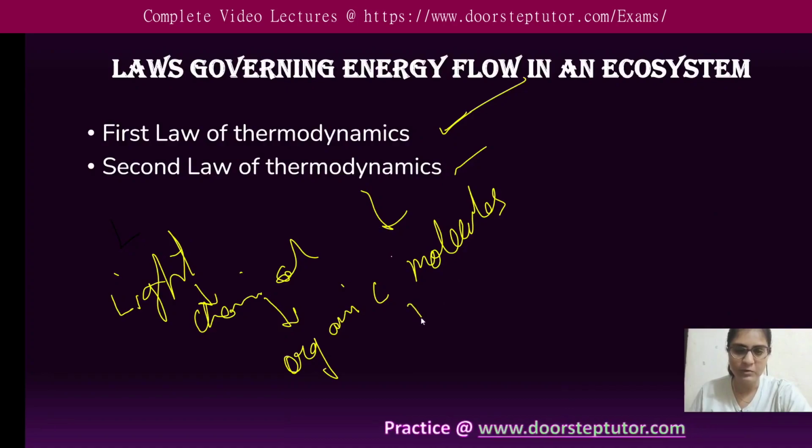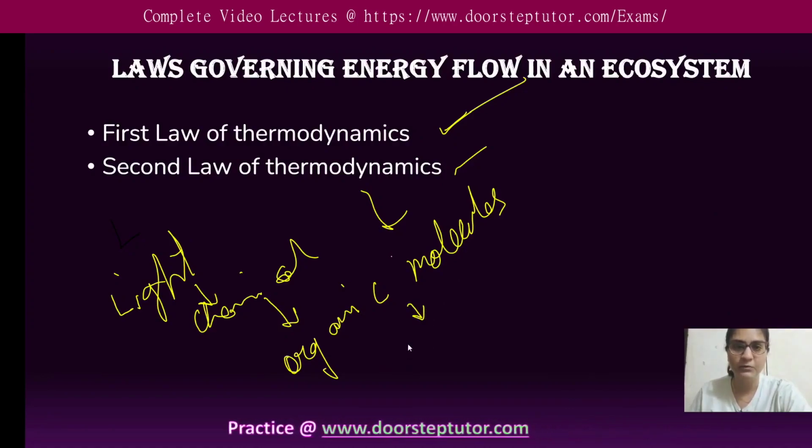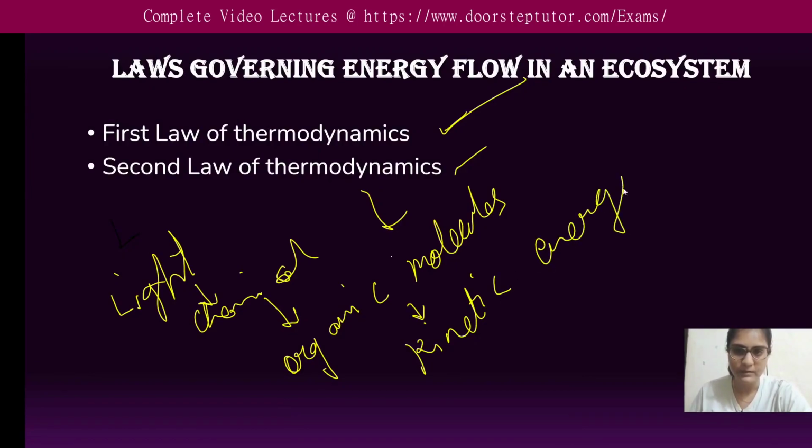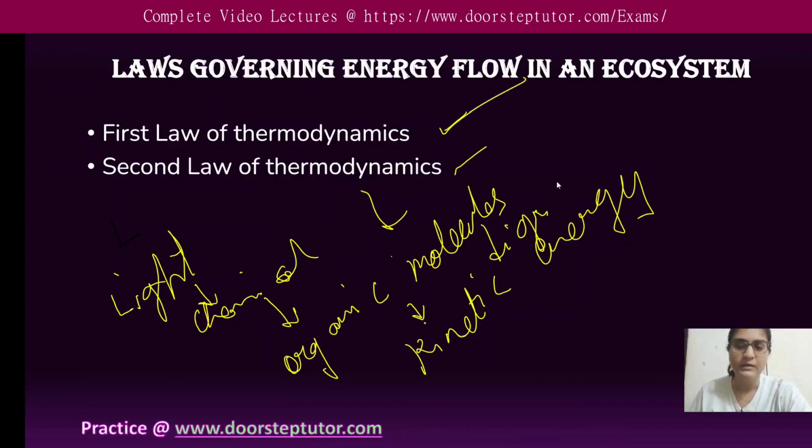and when the herbivores, the plant eating animals, eat these plants, these organic molecules, this chemical energy is converted into kinetic energy. And for this to happen, there is some form of degradation of energy. By degradation, I mean there is some loss of energy that is happening. And why is that loss of energy happening?